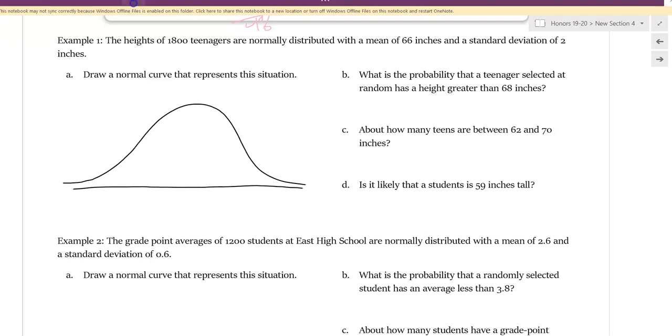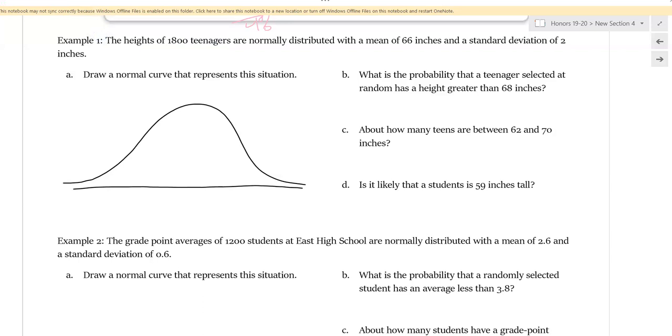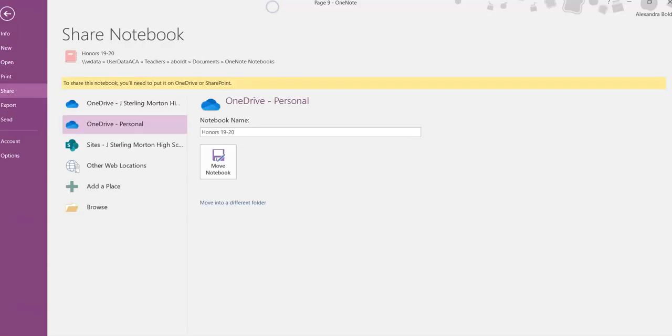Then we want to put our mean right in the middle. Our mean is 66 inches. Then we go 1 standard deviation up and 1 standard deviation back. Well, our standard deviation is 2 inches. So if I go up 2, I get 68. And if I go back 2, I get 64. So I'm just adding the standard deviation to get to my next spot.